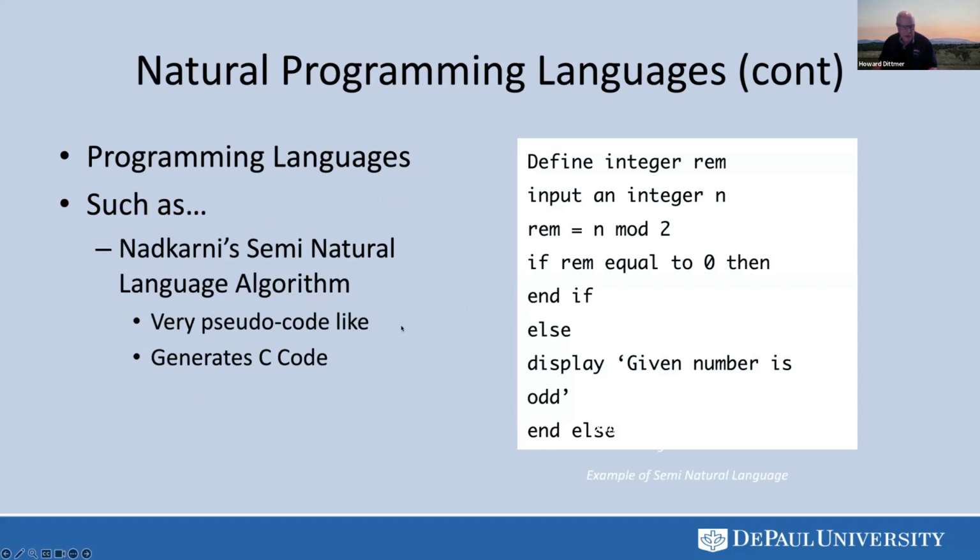SemiNatural Language is one tool that has had some past investigation. It is very pseudocode-like, and it generates C. And you can see over here, right? It really looks like a program. Once again, it is not declarative. It is more like a traditional program, and doesn't really simplify things.